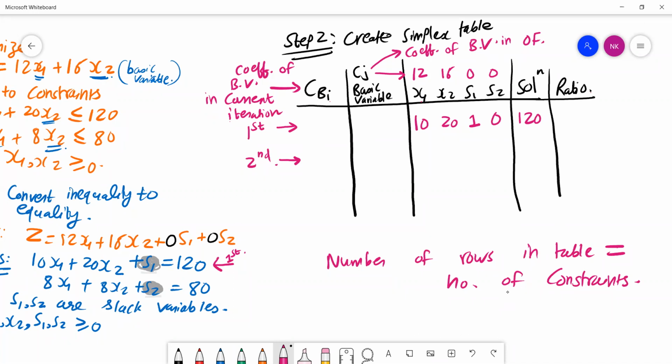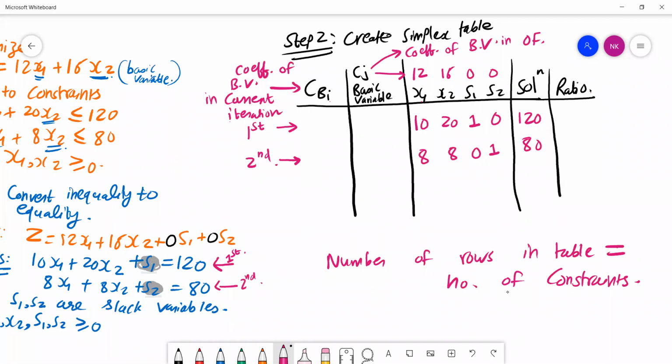The second constraint is 8x1 plus 8x2 plus s2 equal to 80. So this is our second constraint. So just fill up over here the values 8, 8, 0, 1, 80. So what we have done is we have simply considered the coefficients of each constraint in each row.